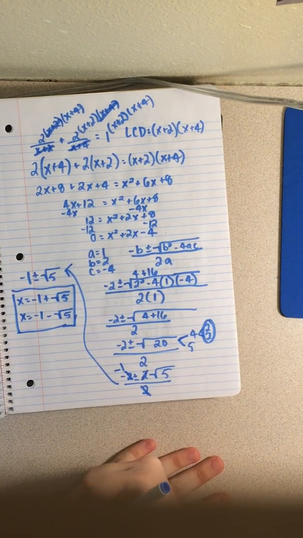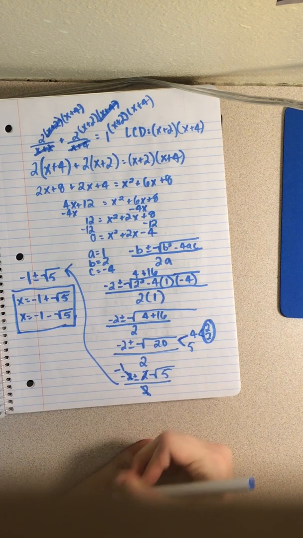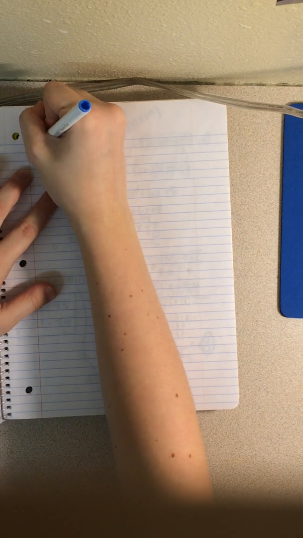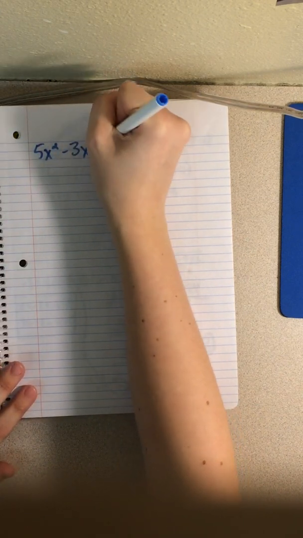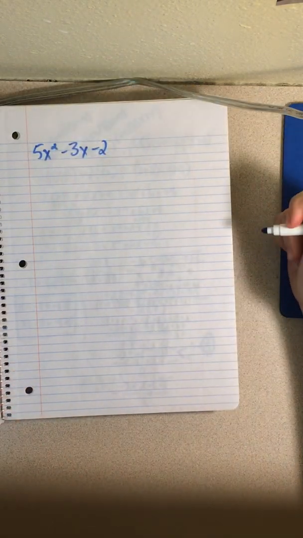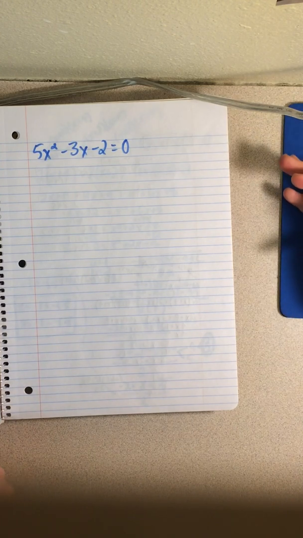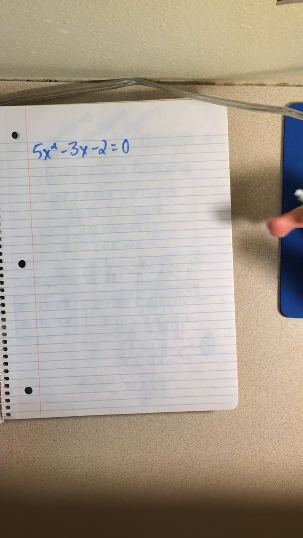So the next one I'll do is just one of my favorites, but it is just a normal equation. So this one's going to be 5x squared minus 3x minus 2. So here it's already in ax squared minus or plus bx plus c form. So all you do there is you try to factor it out and simplify.